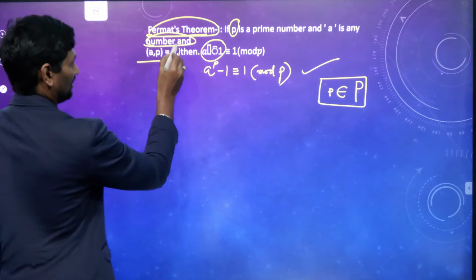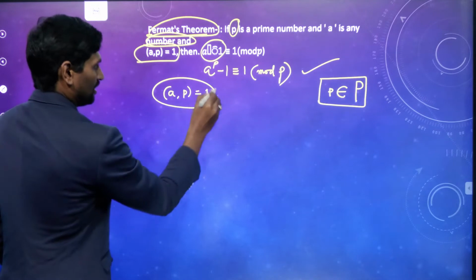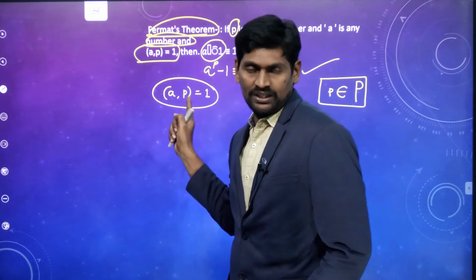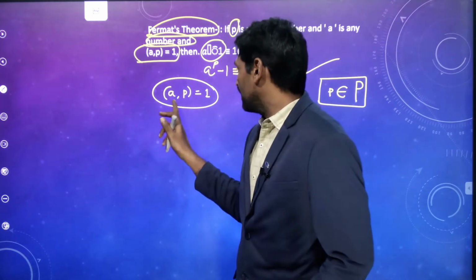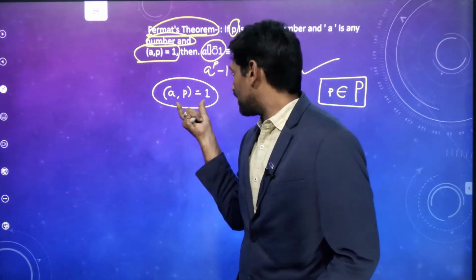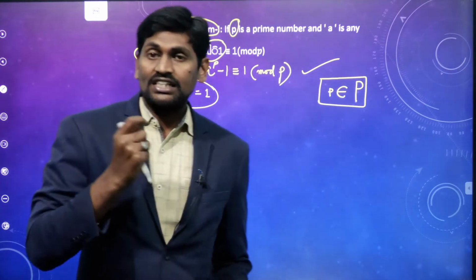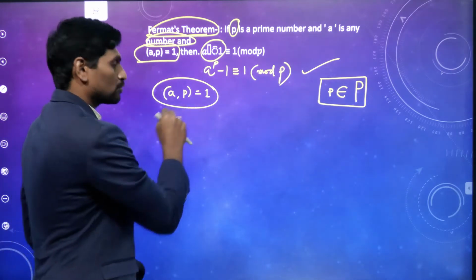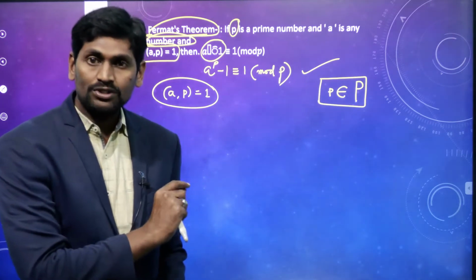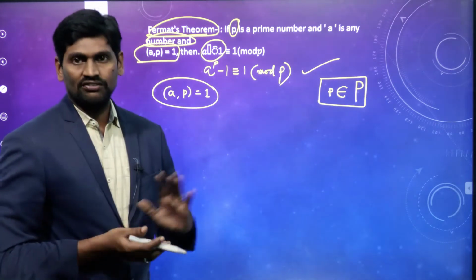Here see, (A, P) equals 1 clearly indicates that the HCF, the highest common factor, of A and P equals 1. Whenever we write any two numbers in brackets like this that gives 1, it means the highest common factor between these two numbers is 1. Simply we can say that they must be co-primes or relatively prime numbers.